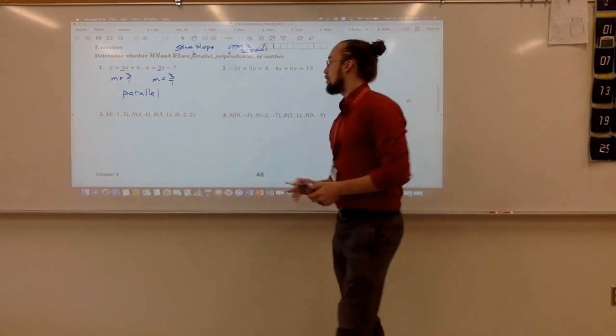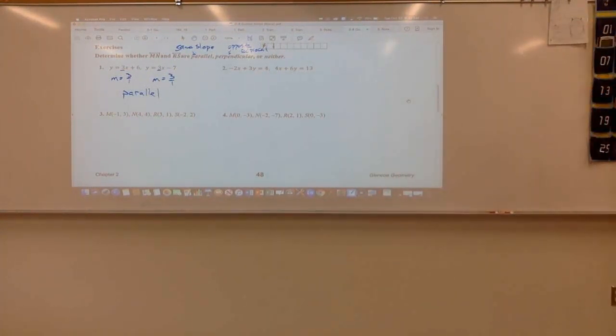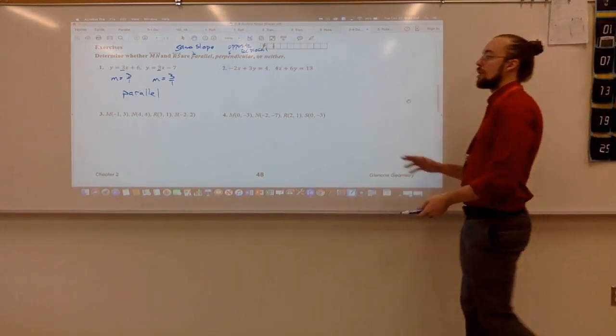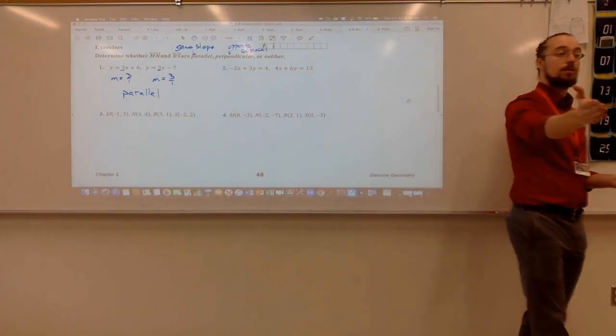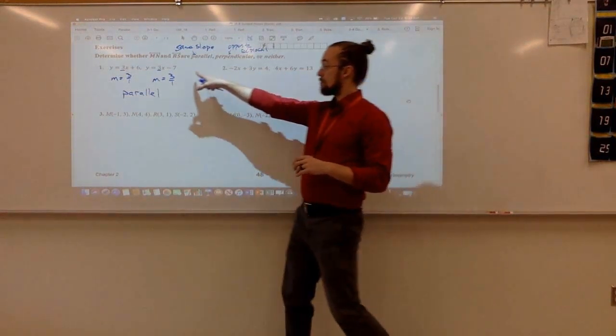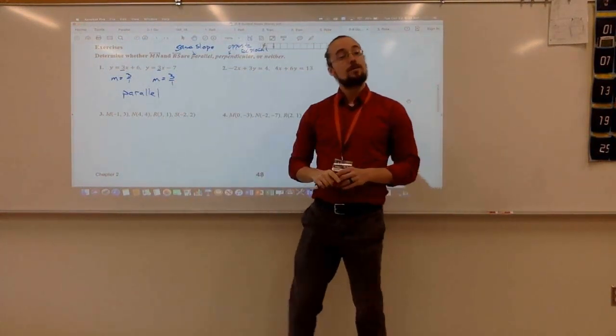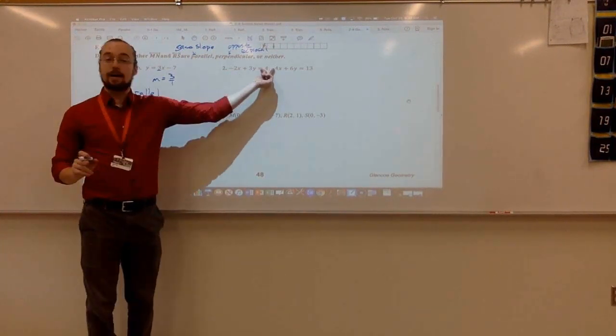So now, if we look at number 2, again I've got 2 equations of lines, but these look a little bit different. I cannot just look at these equations and see the slope. We have to solve it for y. We have to get y by itself. We have to make these look like this. So, we want to move the x.